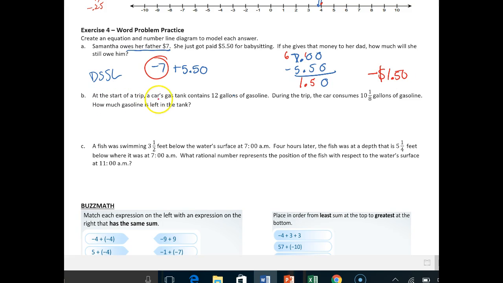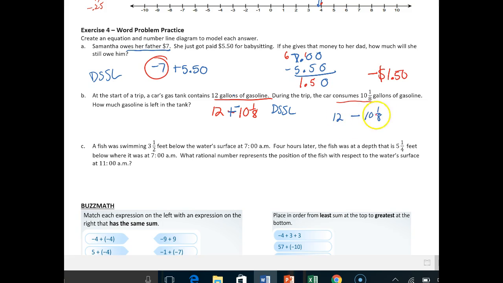At the start of a trip, the car's gas tank contains 12 gallons of gasoline, so that's positive, right? 12. During the trip, the car consumes or uses 10 1/8 gallons of gasoline, so minus 10 1/8. How much gasoline is left in the tank? So I'm going to do, also known as, plus negative 10 1/8, right? So how do I do 12 plus negative 10 1/8? Well, that's DSSL. Basically, I'm just saying, okay, different signs subtract larger. I need to do 12 minus 10 1/8. Well, how do I do 12 minus 10 1/8?